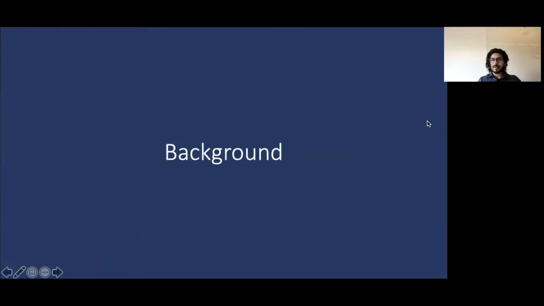Okay, so let me begin with some background on robust linear regression and set up the problem that we will be focusing on in this talk.